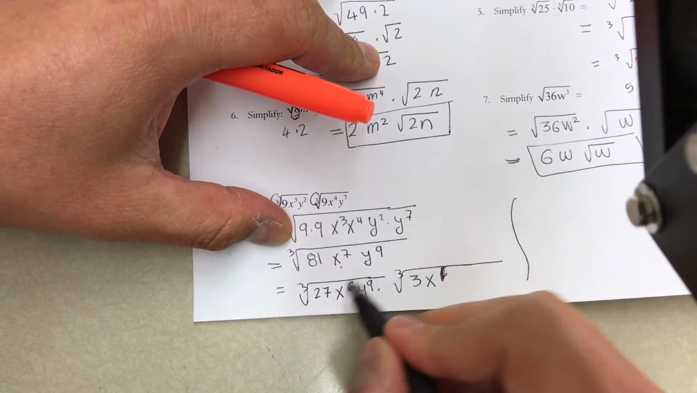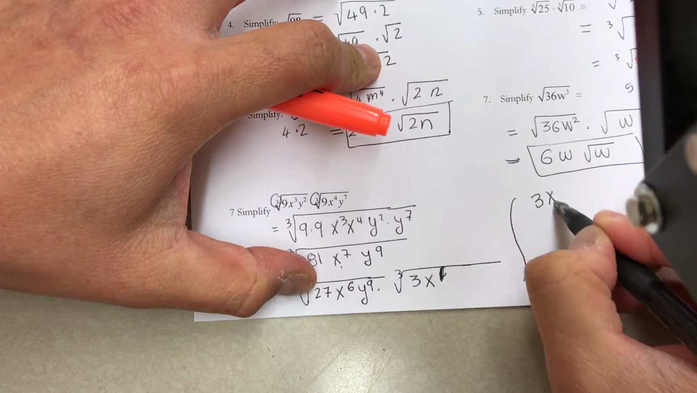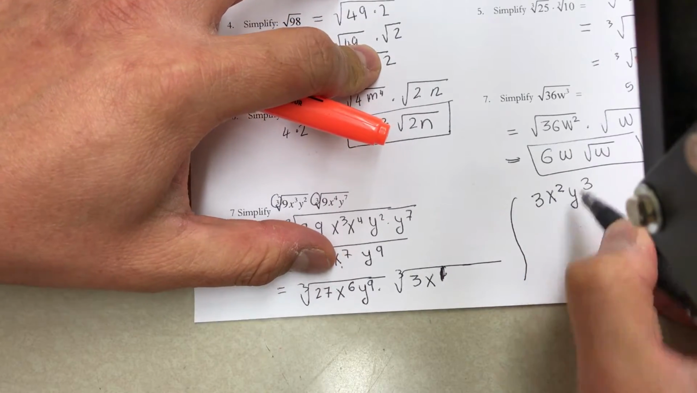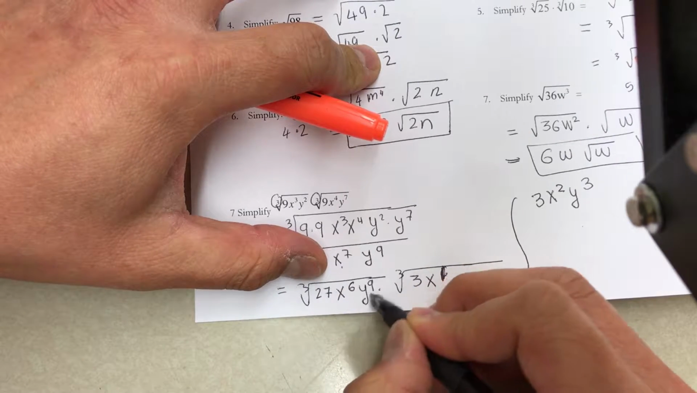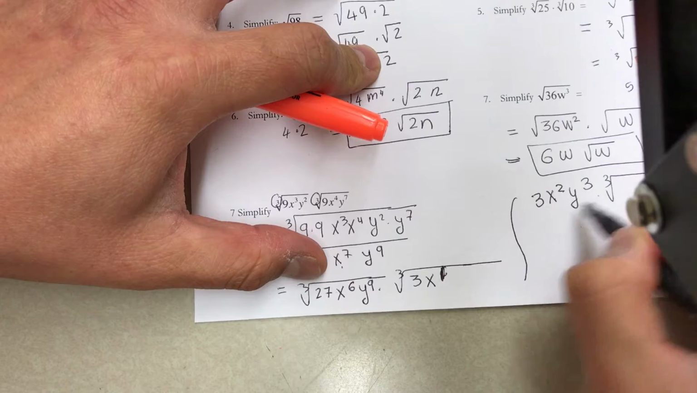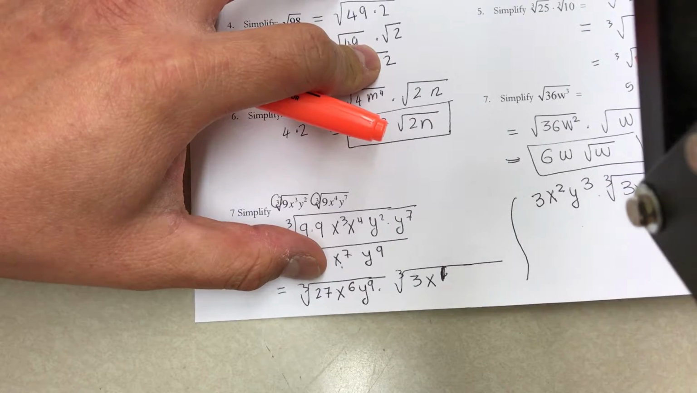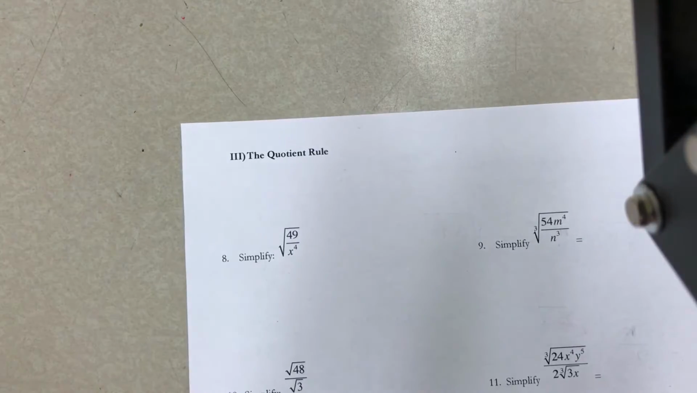So by looking at the first radical, we know that that becomes 3x squared y to the 3rd, because you have 2 x cubes here, you have 3 y cubes here, so that's why you're able to take that out. And then inside this radical, that's the best you can do. So there you go.